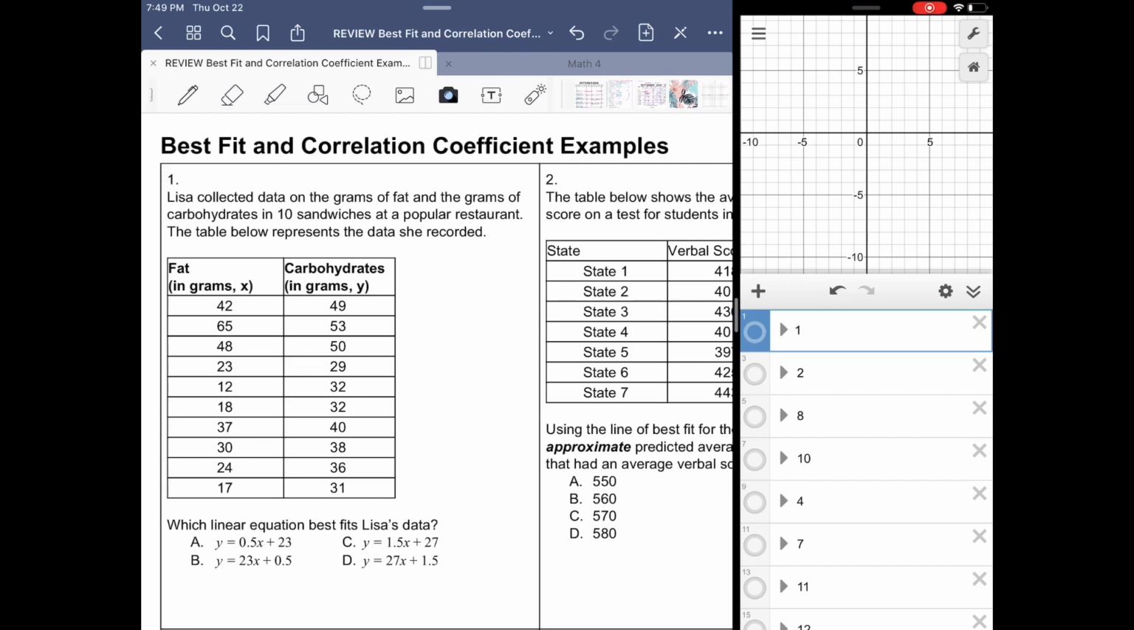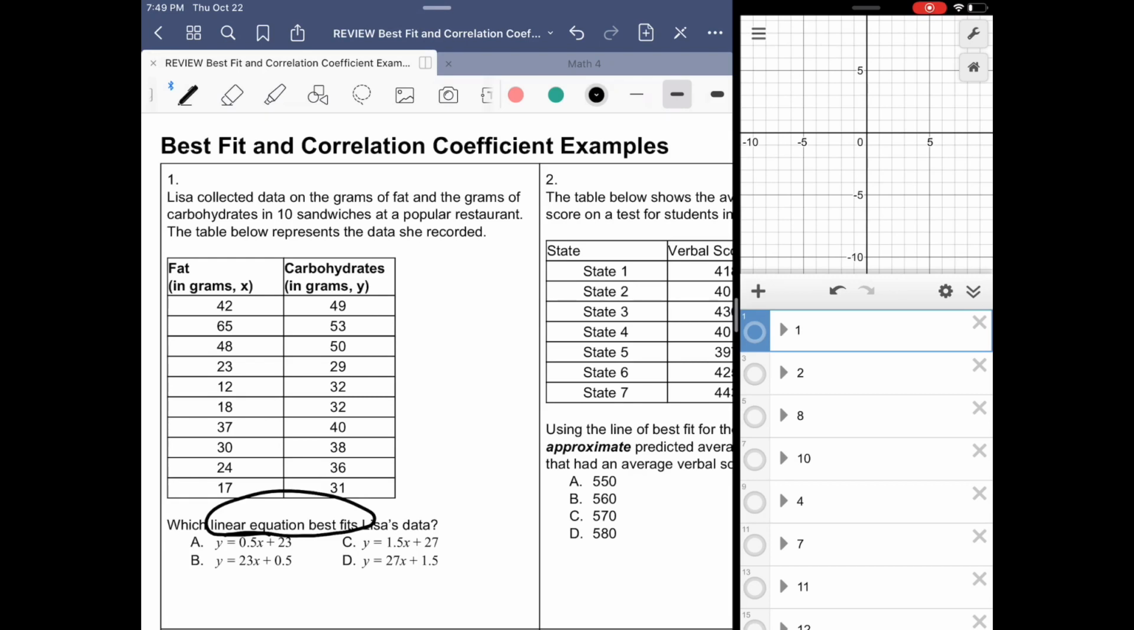So for number 1, it says Lisa collected the data of grams of fat and the grams of carbohydrates in 10 sandwiches. So in this table below, they've given us these values and they want us to find the linear best fit model. So to find that linear best fit model, I'm going to put my table into Desmos.